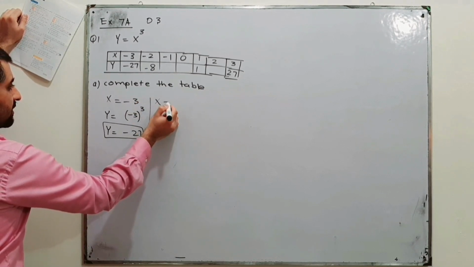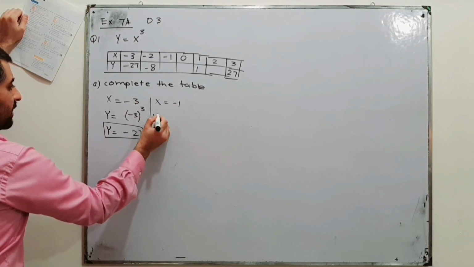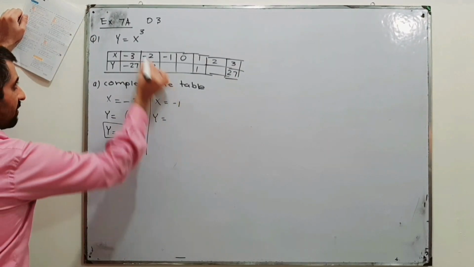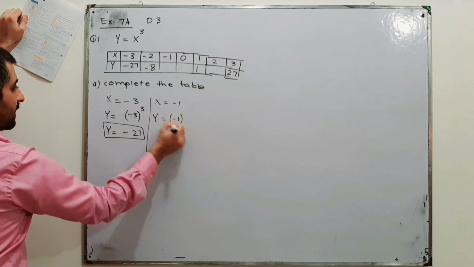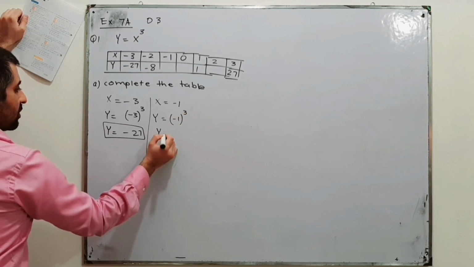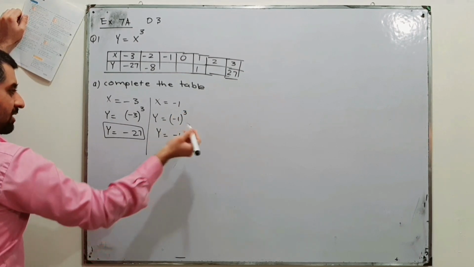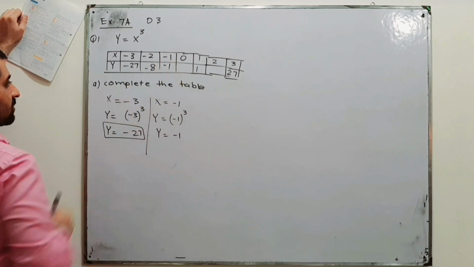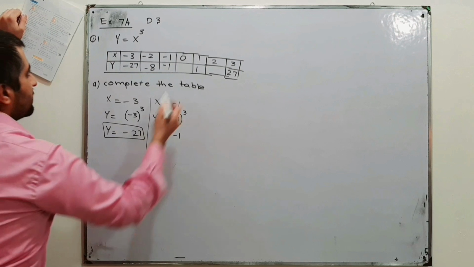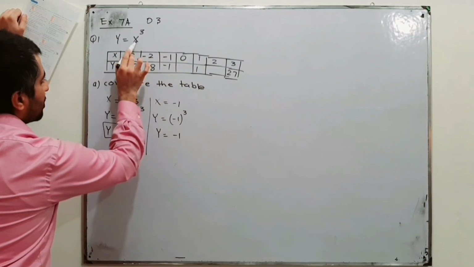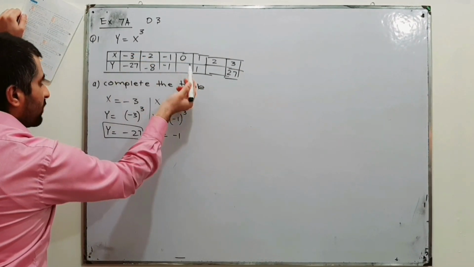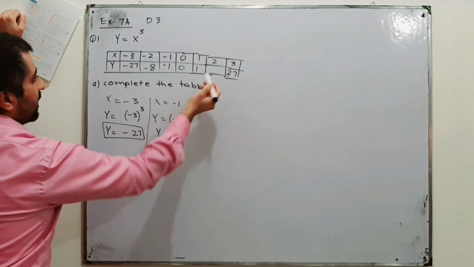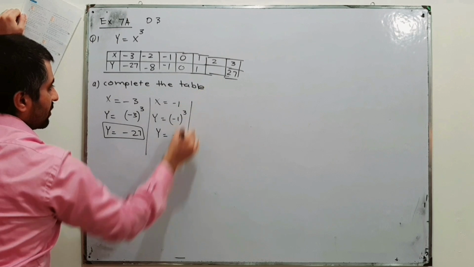Fill in the blank. Then we have to find the value of y when x is minus 1. Okay, when x is minus 1, you have to find the value of y, which is equal to x cube. In place of x, use minus 1 cube, so y will be equal to minus 1. As you know, cube of minus is a minus, right? Minus 1 over here. Then when x is 0, put x equal to 0, and that is quite simple. 0 cube is 0.